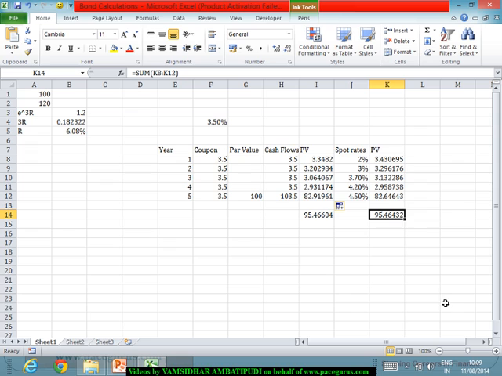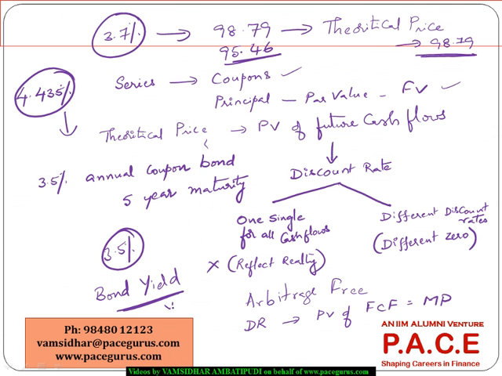So in this example, if I assume 95.46 is the market price of the bond, then that is what will work out to be the present value. 4.435% will work out to be the bond yield, or sometimes people call it yield to maturity of the bond. YTM is a very common name that is applicable to that, right?